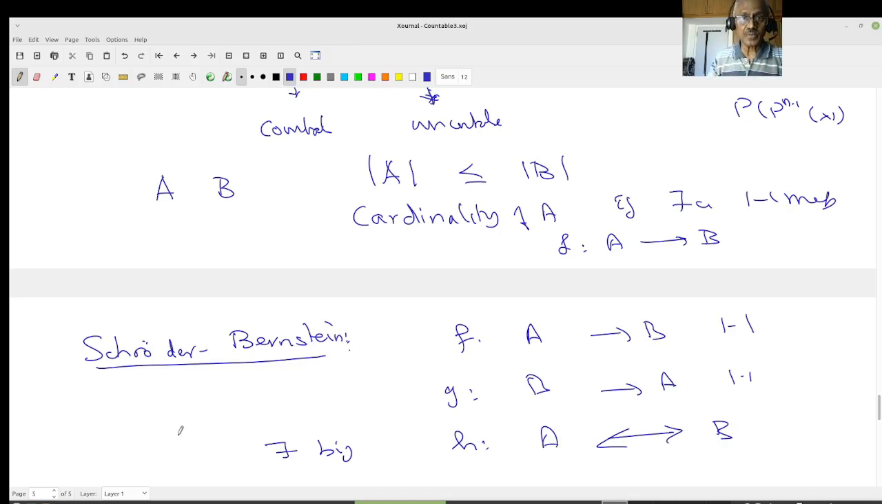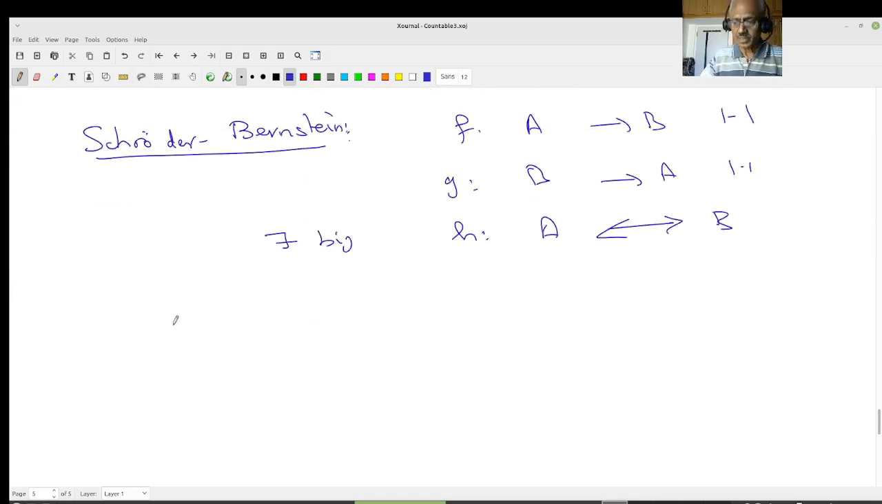When do they have the same cardinality according to our definition? If there is a bijection f from A to B. The Schroeder-Bernstein theorem says that. It's a very nice proof. Sometime we will see it later. You can also read it from my book, or later we'll see a video.